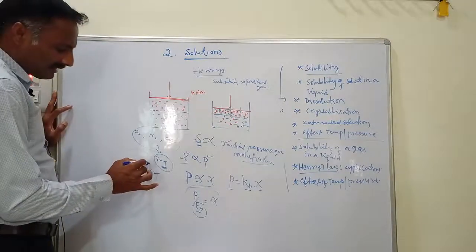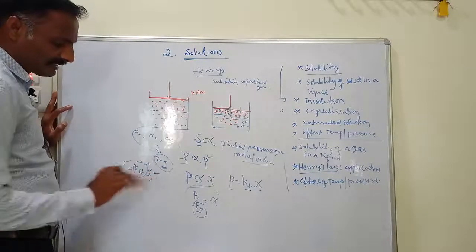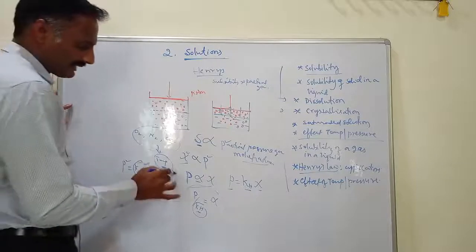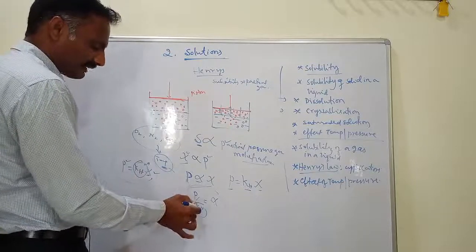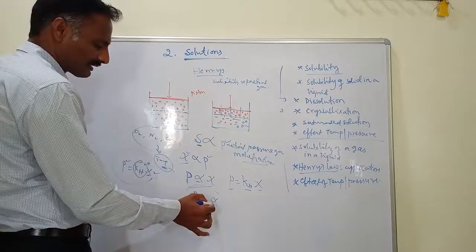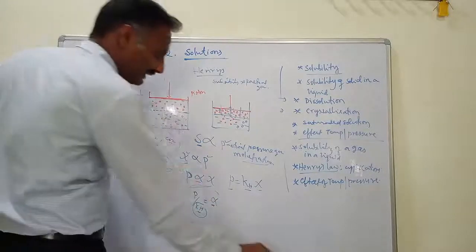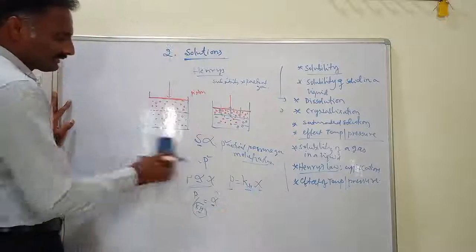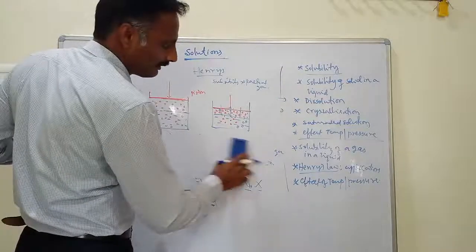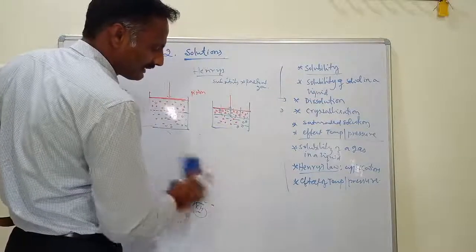As Henry's law constant value, kH value increases, solubility decreases, since as temperature increases, kH value increases. When Henry's law constant value increases, the mole fraction of the gas in the solution decreases. The solubility decreases. Then after this, we come across the applications of Henry's law.